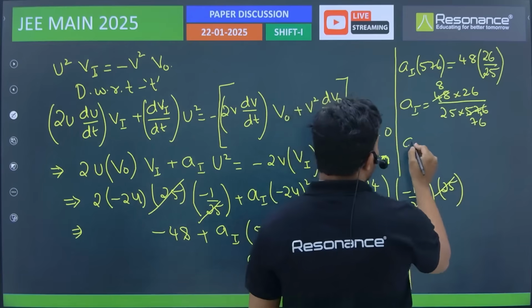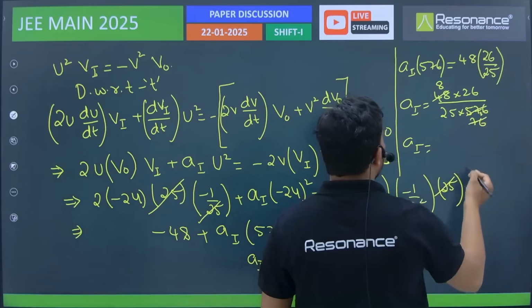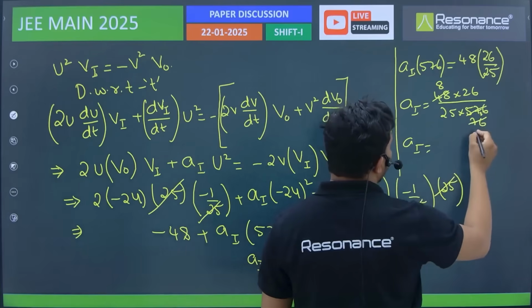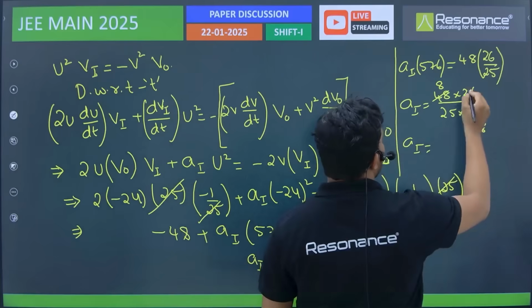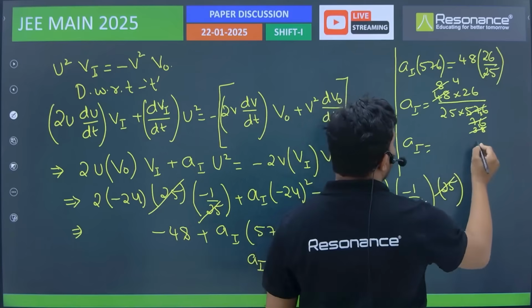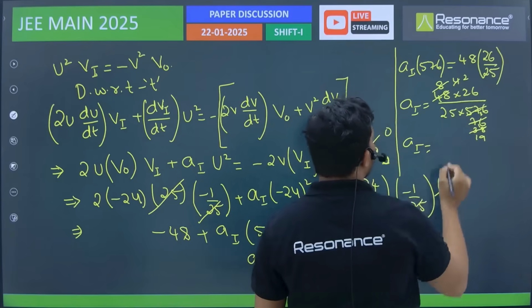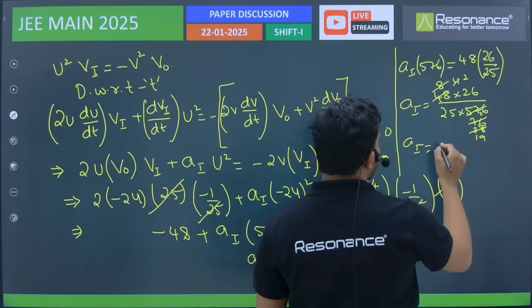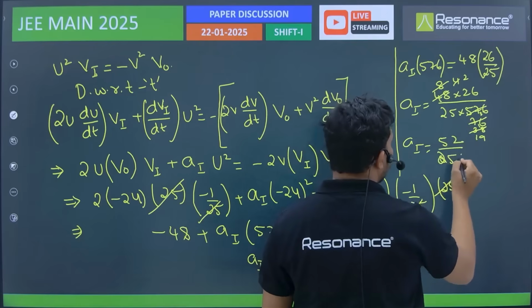Followed by the acceleration of the image, I can go with the cancellation. 4 I cannot go with, so I would like to take the 2 table here. 2 3s are 6, 2 8s are 16, and this can be taken as 2 4s are 8. Finally, 2 1s are 2, 9s are 18, and 2 2s are 4. Finally, 26 into 2 is going to be how much? 26 into 2 is 52, whole divided by 25 into 19.